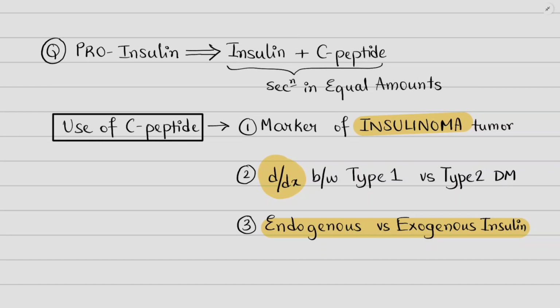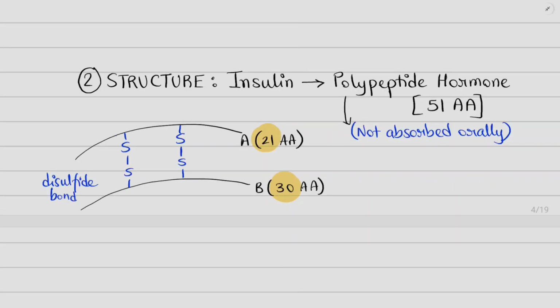Now number 2 use of C-peptide is differentiation between type 1 and type 2 diabetes mellitus. And number 3 is that endogenous and exogenous insulin can also be differentiated by use of C-peptide. Now the structure of insulin: since it is a polypeptide hormone, it has two peptide chains, A and B. A chain consists of 21 amino acids and B chain consists of 30 amino acids. These two chains are linked by disulfide bonds. Since insulin is a polypeptide hormone, it is not absorbed orally because in the oral route of administration, the insulin peptide gets digested by the various gastrointestinal enzymes.